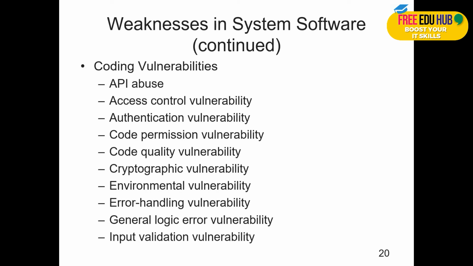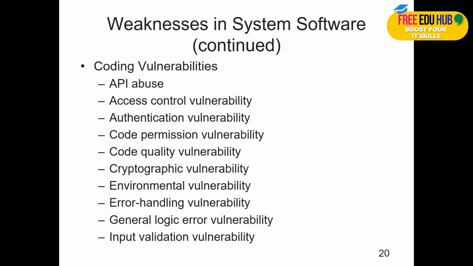Now, coding vulnerabilities. API abuse is code written in order to fetch some information from the system's application programming interface. Then we have access control vulnerability: who has access to the system. Authentication vulnerability: whether the user is authorized to use that system or not. Code permission vulnerability: who has access to the code.